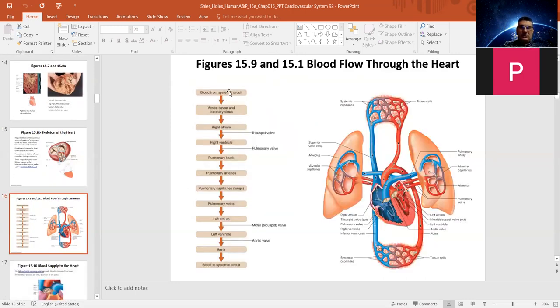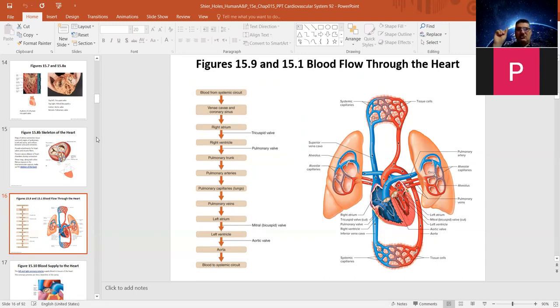Now here is the sequence. I mentioned it before. You start from the systemic circuit to the superior and inferior vena cava, to the right atrium, to the right ventricle, pulmonary trunk, pulmonary arteries, which is two, to the lung. You get oxygenated, and then you come back through the pulmonary veins to the left atrium, to the left ventricle, to the aorta, to the systemic circuit, and then you come back from here, a complete circle.